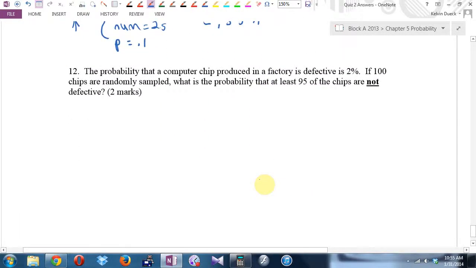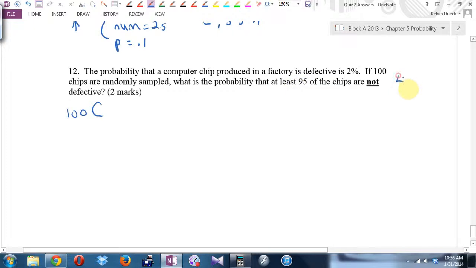Number 12. It says the probability that a computer chip produced in a factory is defective is 2%. How many chips are we sampling? 100. Do I want to do a 100-level tree? This is a job for the binomial probability distribution. You can either go 100, choose. If 95 are not defective, I guess that means at least 95 are not defective.